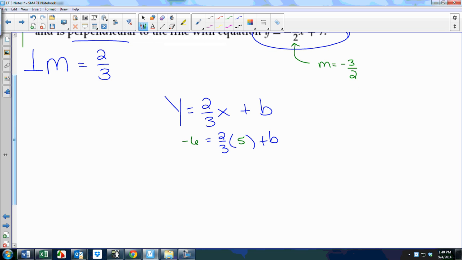And now, Algebra 2 Lab, help me out. Fractions. I put that thing away just right now. No fancy calculators just yet. What's 5 times 2/3? 10/3. Awesome. Okay, now what do we need to do to get b by itself? We need to subtract the 10/3 to the other side. So -6 minus 10/3 equals b.